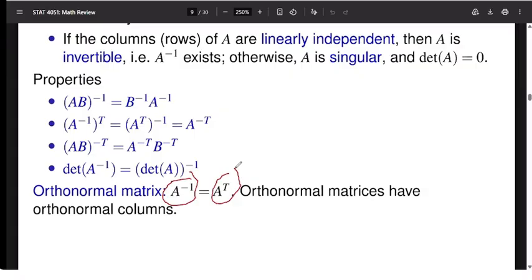Because in statistical machine learning, we could have some assumptions that have to do with orthonormality. And how do we investigate orthonormality? It's when the transpose of a matrix is the same as the inverse of that same matrix. There's a lot of information here.